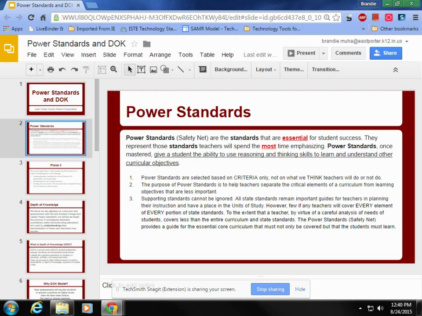So what are power standards? These are the standards that are essential for student success. They are the standards teachers will spend the most time emphasizing. They are selected based on three criteria.